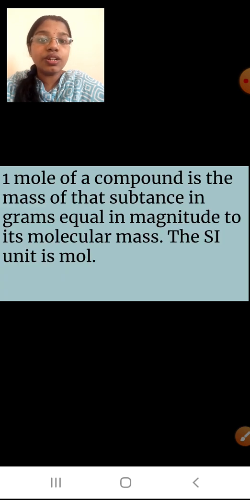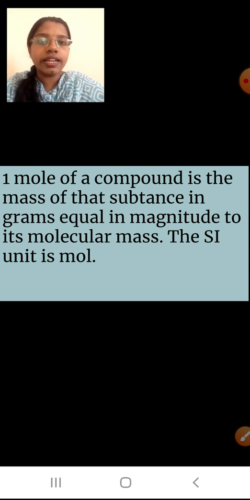Okay. So, definition important. 1 mole of a compound is the mass of that substance in grams equal in magnitude to its molecular mass. So for that compound we are going to take mass in grams, which will be equal in value to its molecular mass. SI unit is mole. How do you write it? As mole, M-O-L. E you don't write, you write it only as M-O-L.